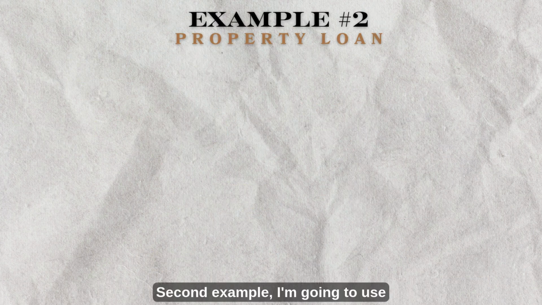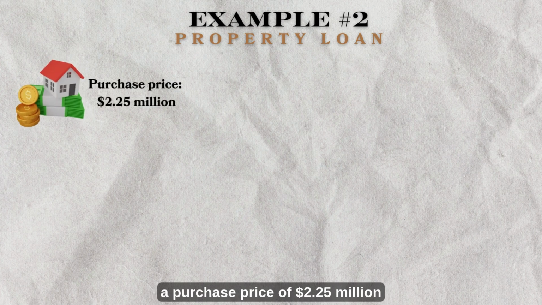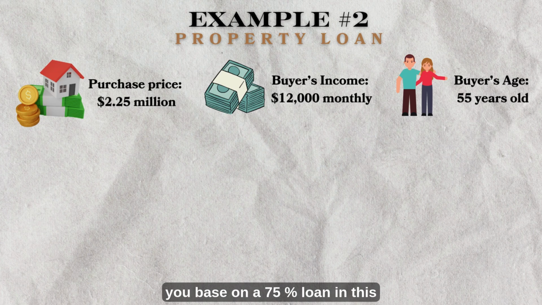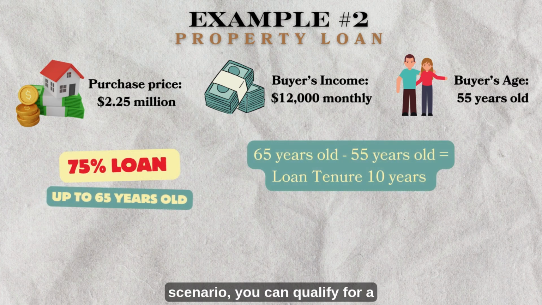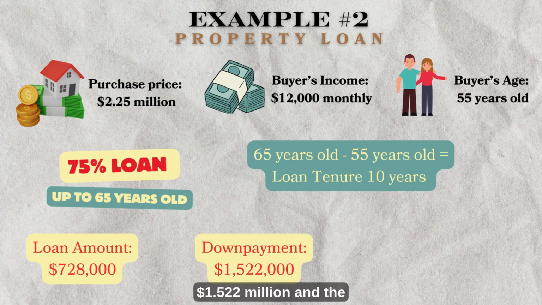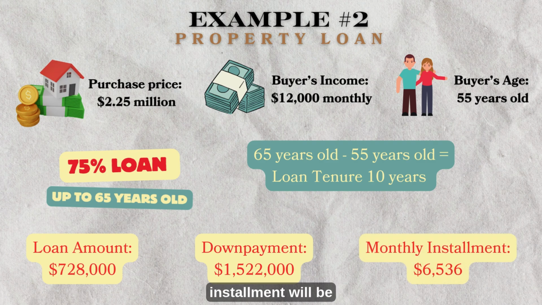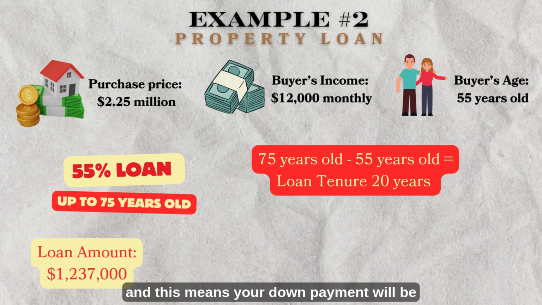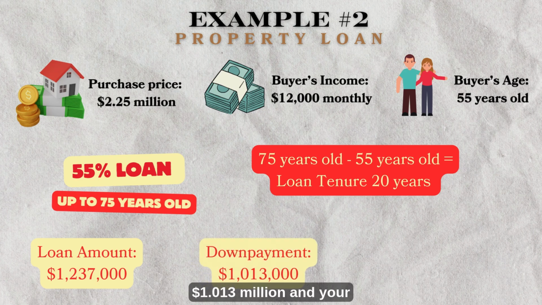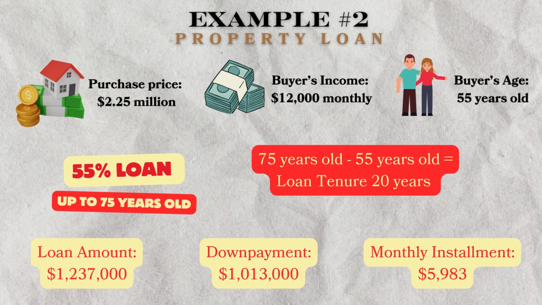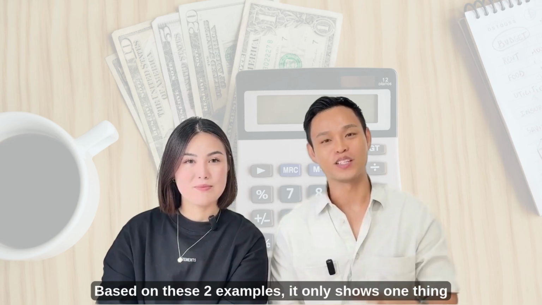Second example, I'm going to use a purchase price of $2.25 million with an income of $12,000 at the age of 55 years old. If you base on a 75% loan in this scenario, you can qualify for a $728,000 loan, which means your down payment is $1.522 million and the installment will be $6,536. Whereas for a 55% loan, your loan can go up to $1.237 million, and this means your down payment will be $1.013 million and your installment will be $5,983 monthly.